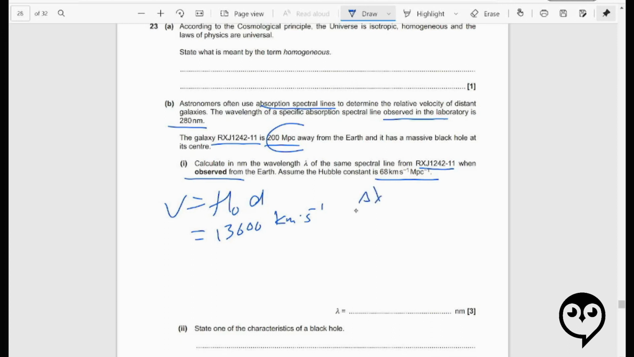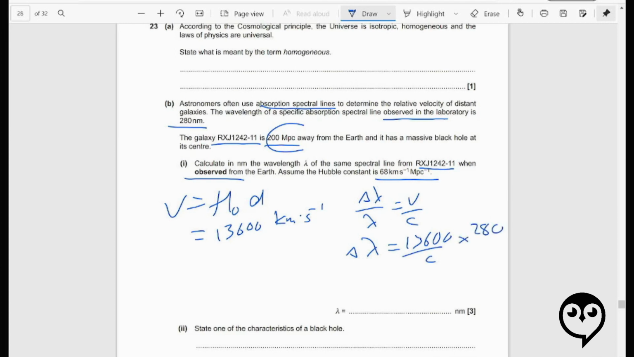And then you've got this equation here now, where you've got this ratio. We want to find out what the observed spectral line would be. We need to find out what the redshift would be. Okay. So we'll take that 13,000, we'll divide by C, and we'll multiply it by the observed wavelength.